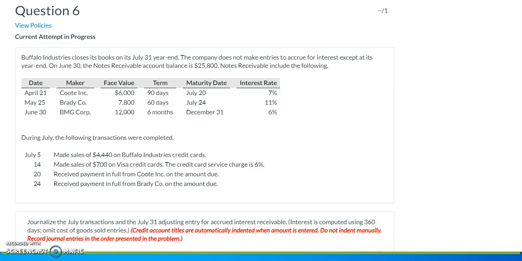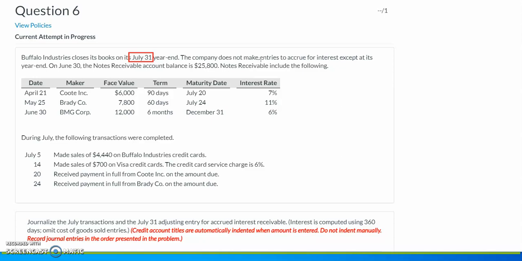So in this problem, we have Buffalo Industries that closes its books on its July 31st year end. One of the things that you want to highlight or note is the year end of July 31st, and the company does not make entries to accrue for interest except at its year end. So on July 31st, we should record our entries for our interest receivable and interest revenue.